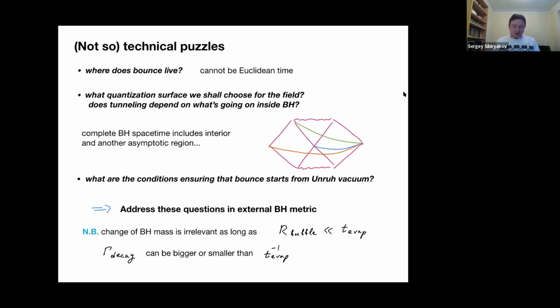And to address these questions, the first simplification that we will do is to assume that the black hole metric is static. So basically we neglect the back reaction of the tunneling degree of freedom on the metric. And that is okay, provided a certain inequality between the parameters.